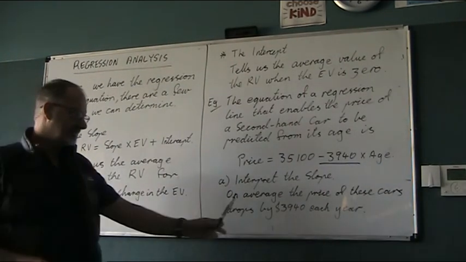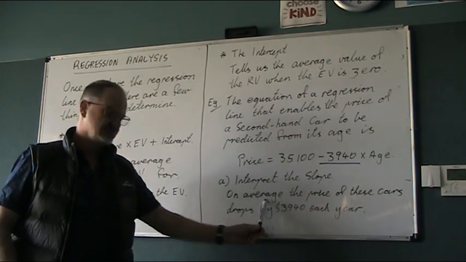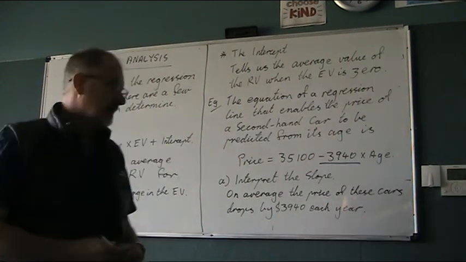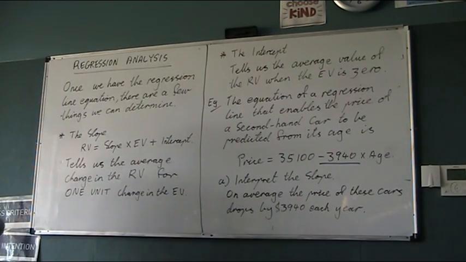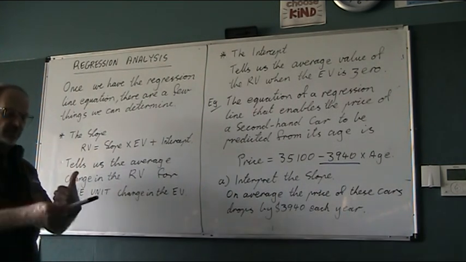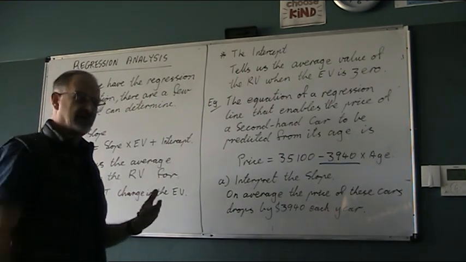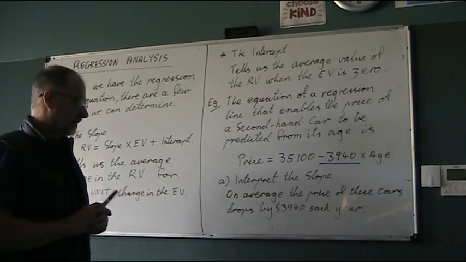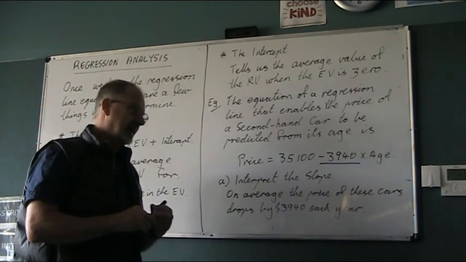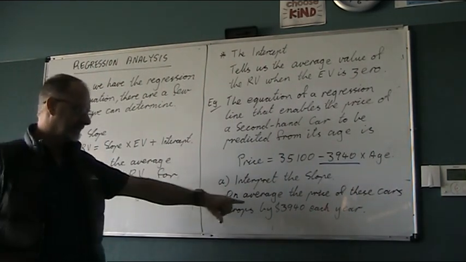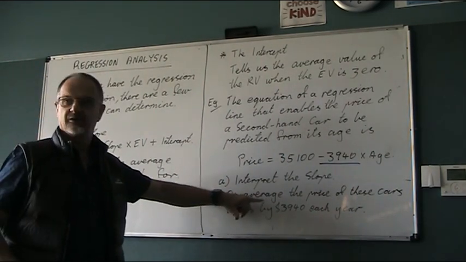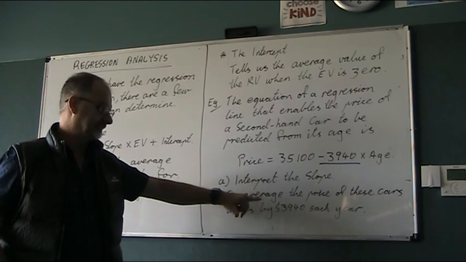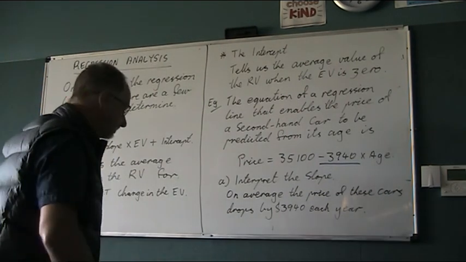Alright, so you need to make sure you use the word average in there. It's the price of a second-hand car. Yes, how old it is will determine it, but there'll be other things like how well it's been looked after, how much it's been used, and so on. Whether it's been in an accident, those sorts of things. So it's important you use the word average in there.